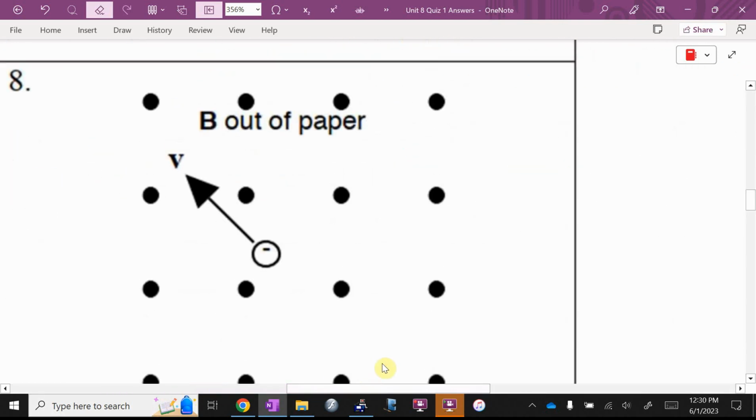An electron traveling up and left. Do I deal with electrons? Up and left, same as a proton traveling down and right. So I'm going to point my thumb this way. What direction is the magnetic field?